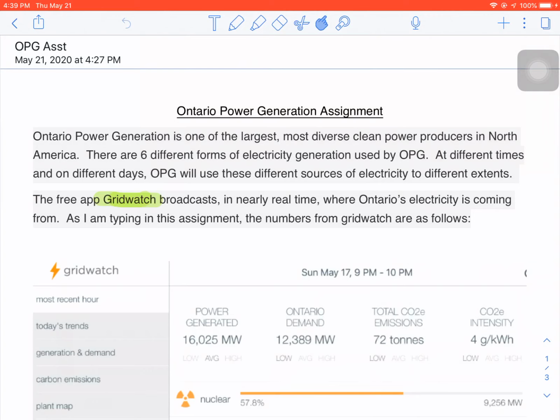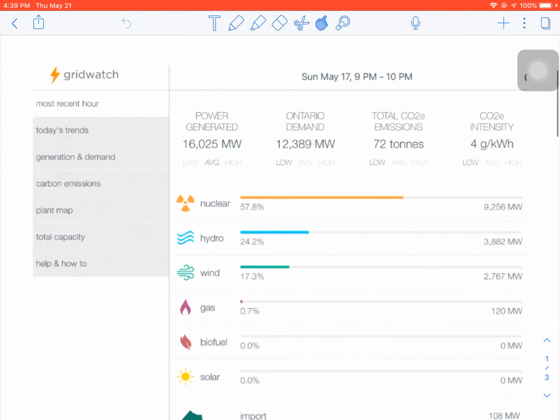It's called GridWatch, and what it does is it looks in real time at how much energy is being produced in Ontario and where that energy is coming from. In other words, what are the sources for that energy? Like I said, I really like that app because I think it tells us a lot about what we're doing as a province in terms of energy production.